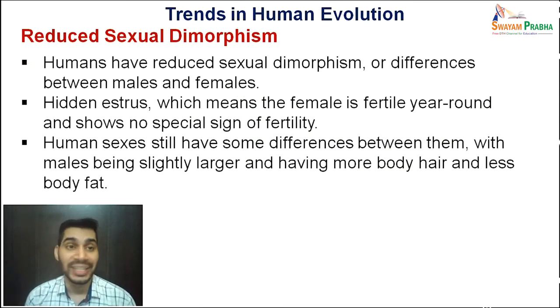The third major trend in human evolution is reduced sexual dimorphism. Humans have reduced sexual dimorphism, or differences between males and females, especially when you compare them with the other apes or primates. There, sexual dimorphism is very much marked, meaning the difference between the male and female is very much pronounced, whereas in humans it is relatively much reduced. There is hidden estrus, which means the female is fertile year-round and shows no special sign of fertility. Human sexes still have some differences, with males being slightly larger and having more body hair with less body fat. So there has been a reduction in sexual dimorphism, but we are still sexually dimorphic with certain characters.